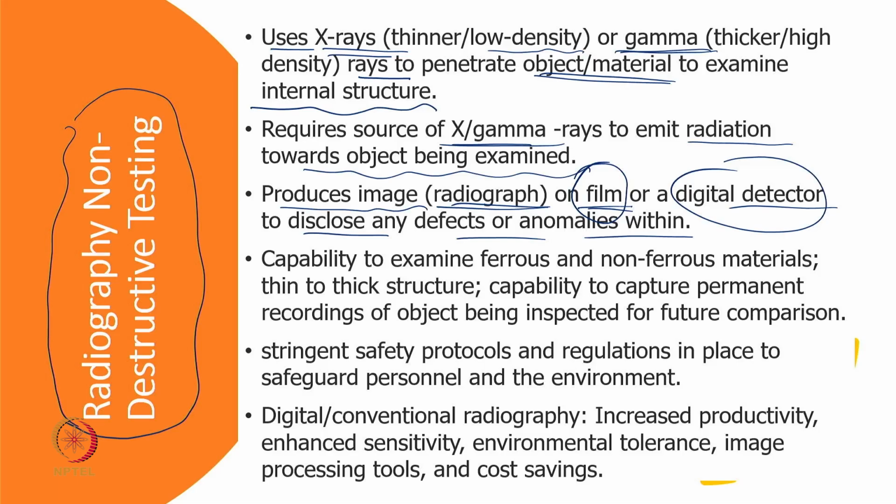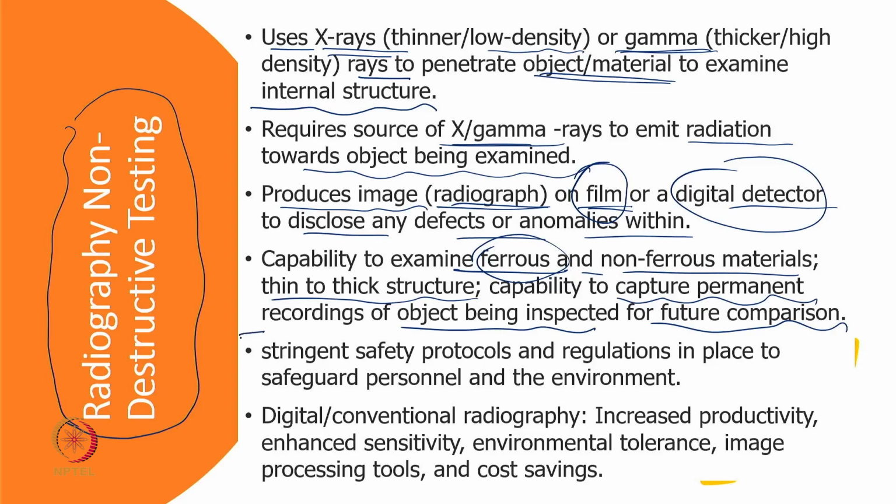Now, what are the good points? It can be used for ferrous and non-ferrous materials, because a few techniques, such as magnetic particle testing, are useful only for ferrous materials, while this kind of testing can be done for both. It can be used for thin and thick structures: as I mentioned, for thin structures X-rays are good, and for thick structures gamma rays are good. Another point is that the images are captured either on film or in digital form and can be stored, giving good guidance in the future for comparison purposes. So, it can be very useful for trend analysis.